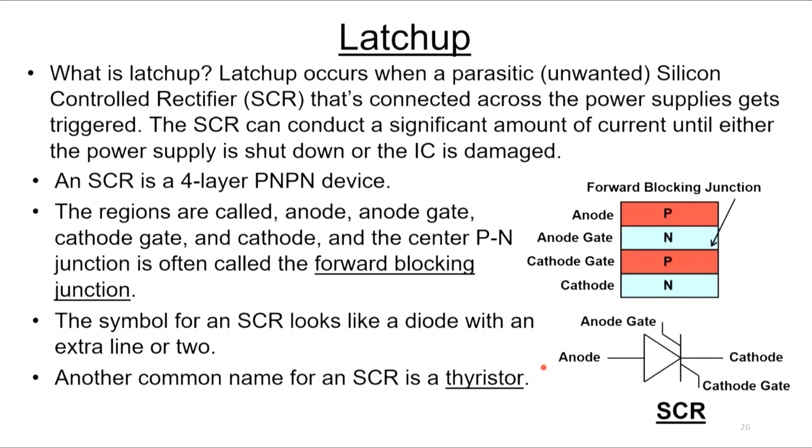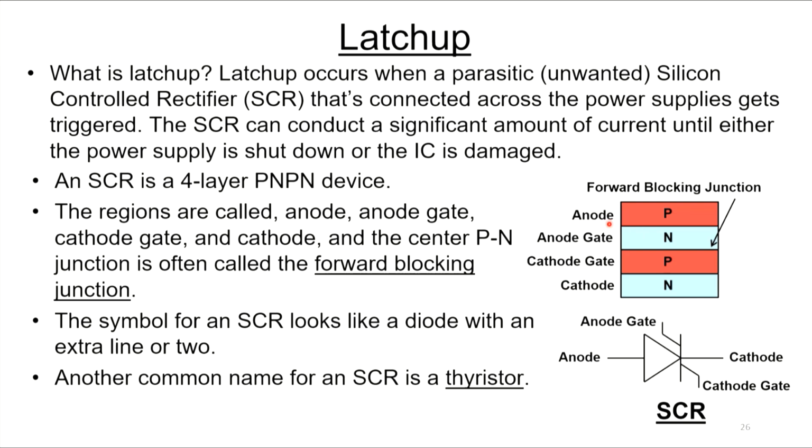Switching topics again. Latchup. What is latchup? Latchup occurs when a parasitic or unwanted silicon-controlled rectifier, that's an SCR, that's connected across the power supplies gets triggered. And an SCR can conduct significant amounts of current until either the power supply is shut down or the IC is damaged. And an SCR is a 4-layer device, a PNPN device, kind of like I show over here.